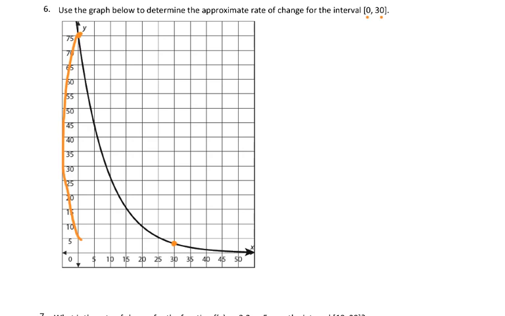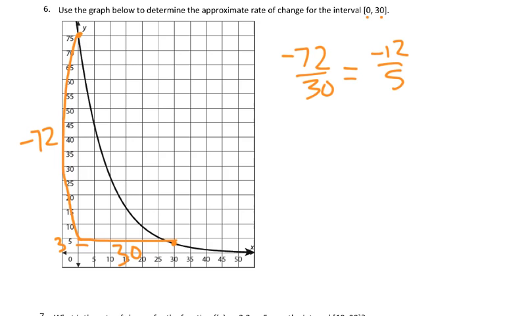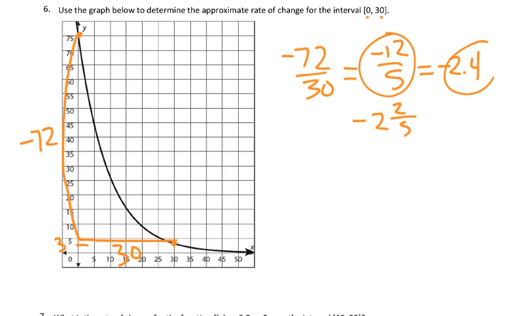We'll say 3. So 75 minus 3 would be negative, we went down, negative 72. And then from 0 to 30, we go over 30. It would be negative 72 over 30, which, if we reduce that, we can either reduce it to negative 12 fifths, or we could say negative 2.4, or even negative 2 and 2 fifths. Either one of those would work.